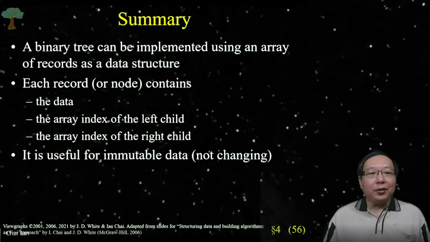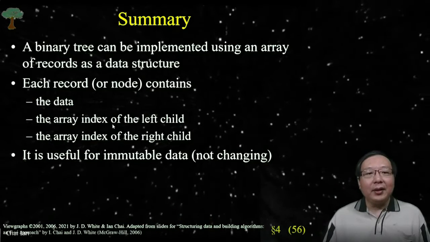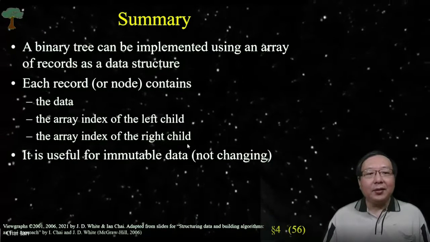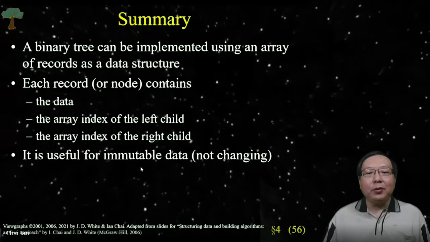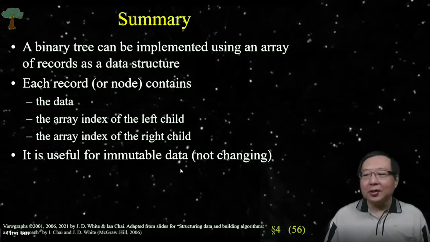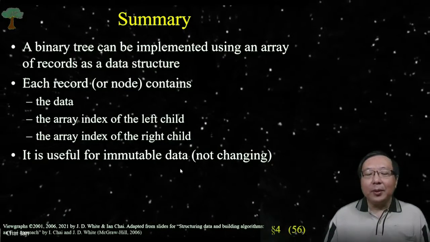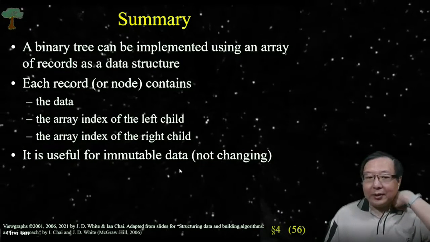And each record or node contains the data, the array index of the left child, and the array index of the right child, and it's useful for immutable data, which means the data doesn't change. Okay, so it makes it very fast when you're doing immutable data.